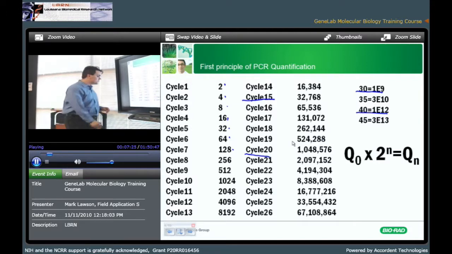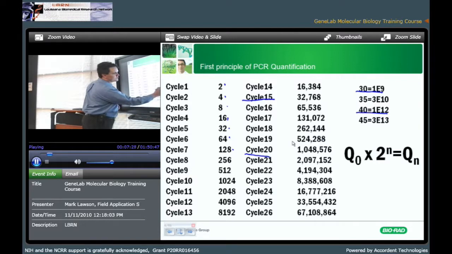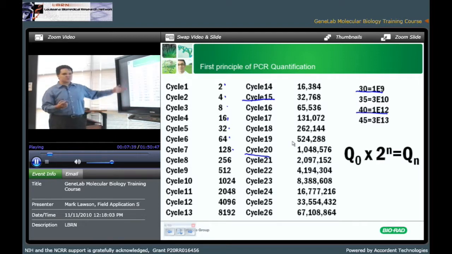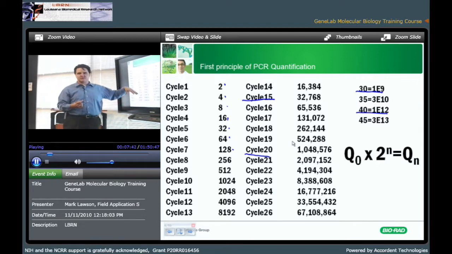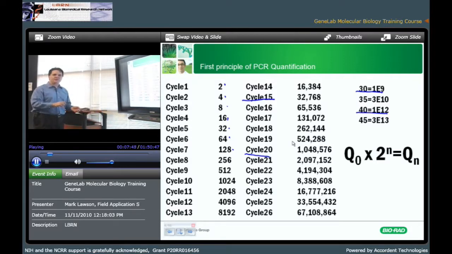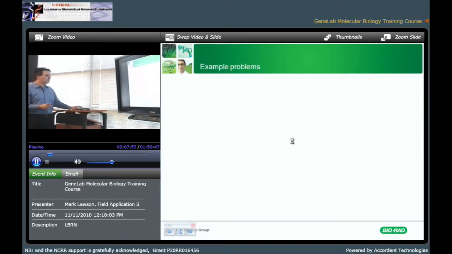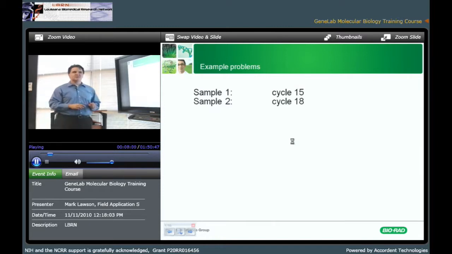So that gives us what's called the first principle equation, which is the initial quantity, that's Q sub 0, times 2 raised to the number of cycles is equal to the quantity at any given cycle. So that's essentially what this graph, or this list here, is illustrating. Using that equation, we can back calculate how many copies we started with. So we're essentially solving for Q sub 0. With that in mind, oops, I've gone too far. I've given away the answer. With that in mind, we can already begin to see how PCR-based quantification can work.